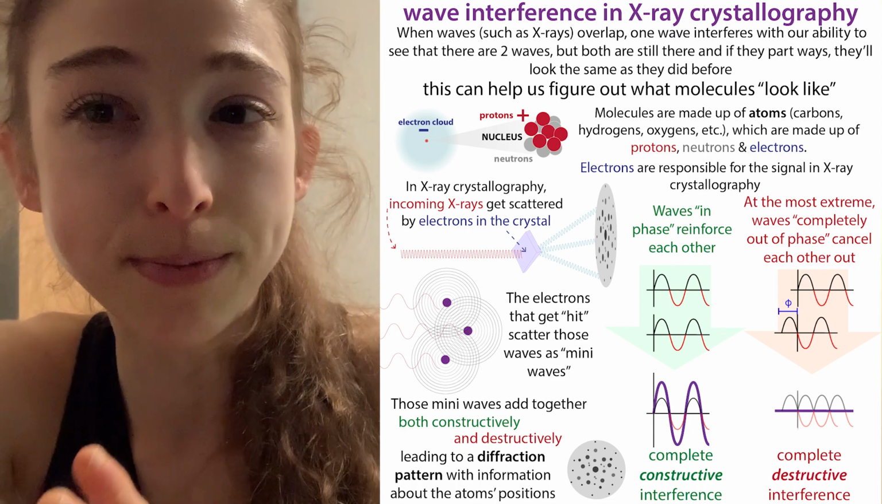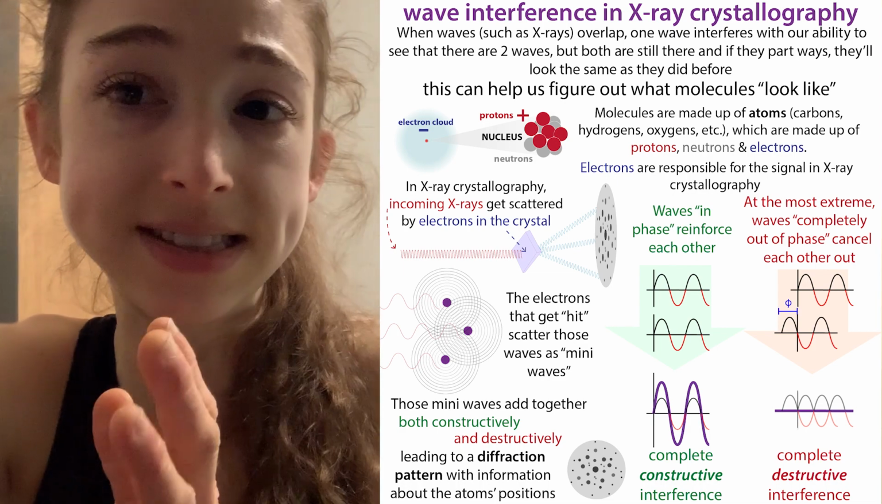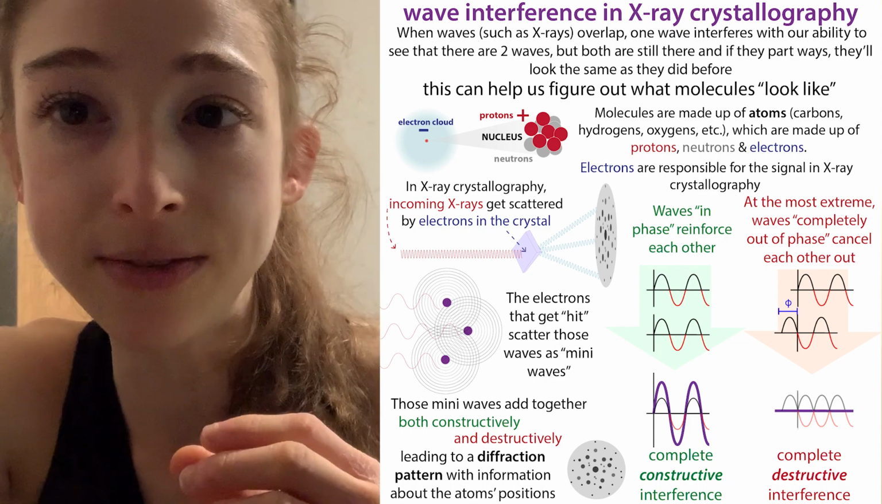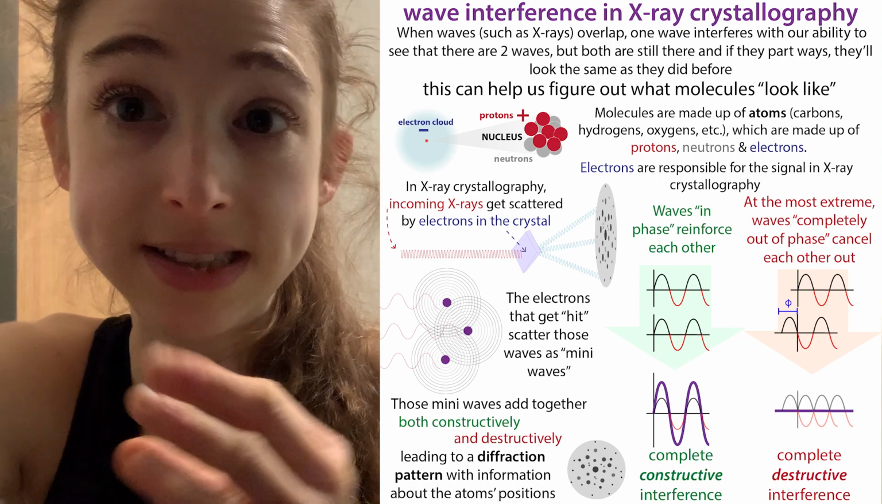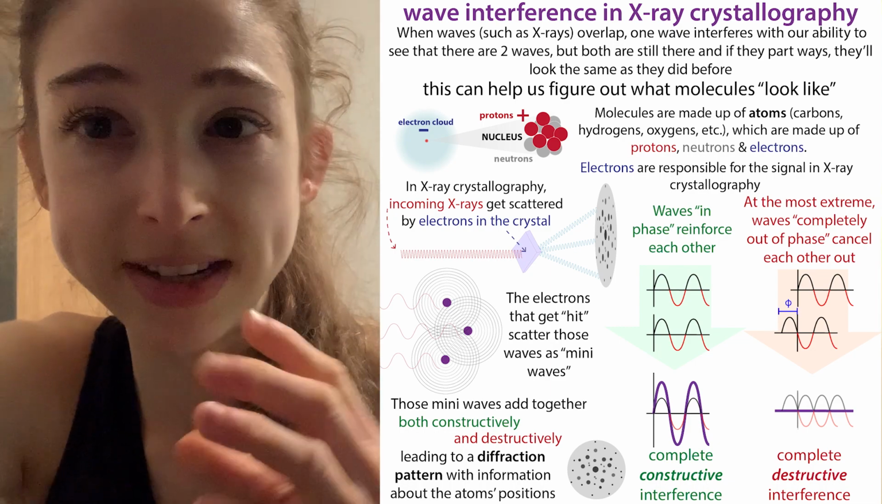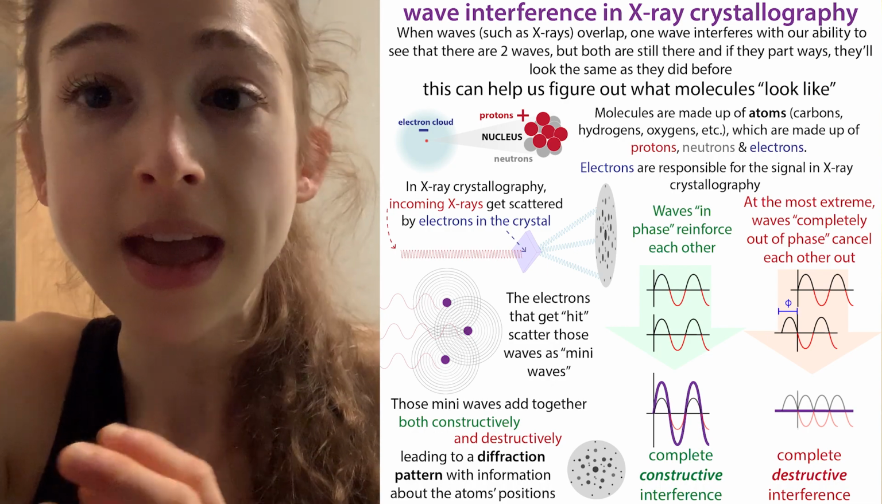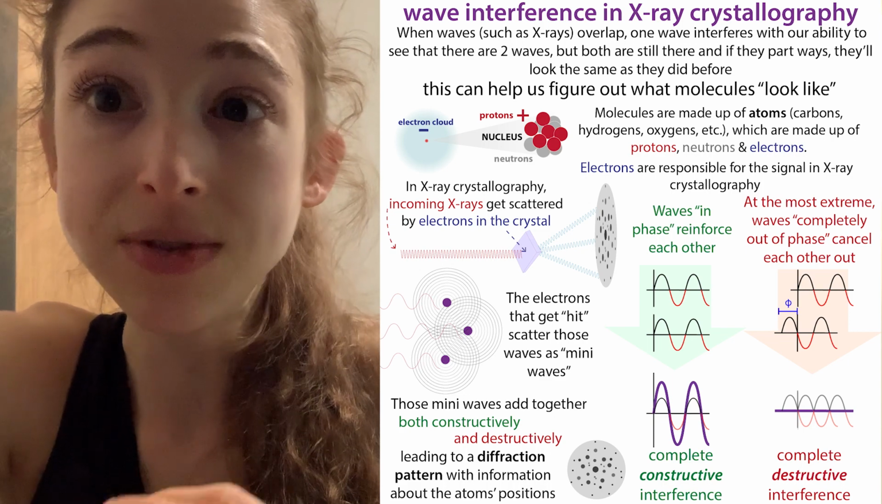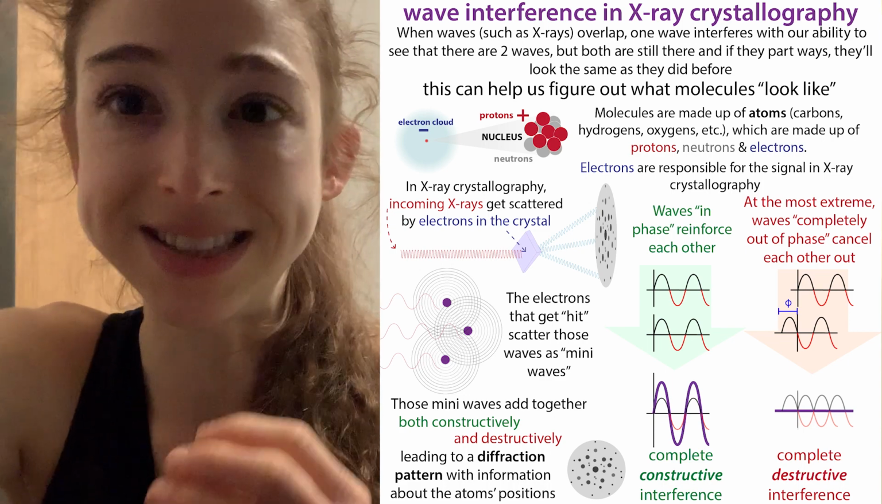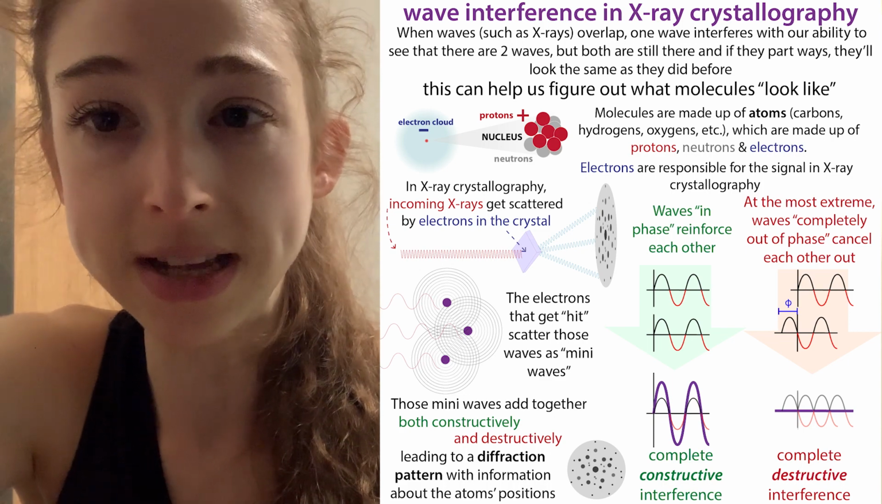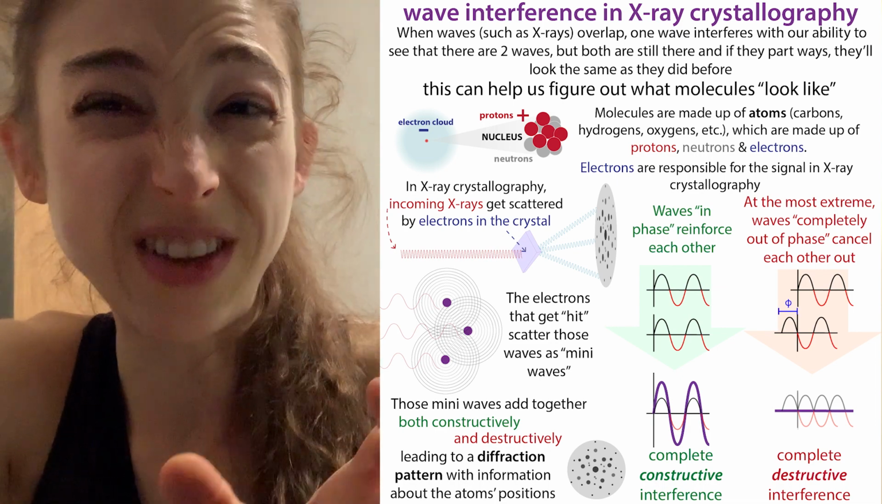Because what that diffraction pattern represents is the signal from a kind of mega wave that happens when those X-rays diffract. So when those X-rays get scattered and then they interact with one another, they're going to hit a detector. And when they hit that detector, you get the information about the intensity, so how strong that was. But you lose what's called the phasing.